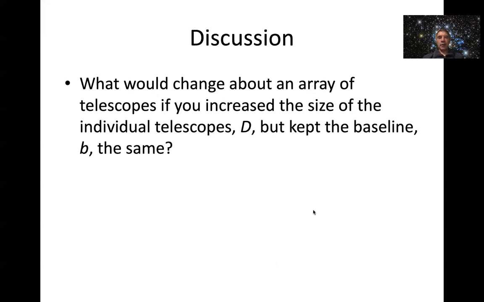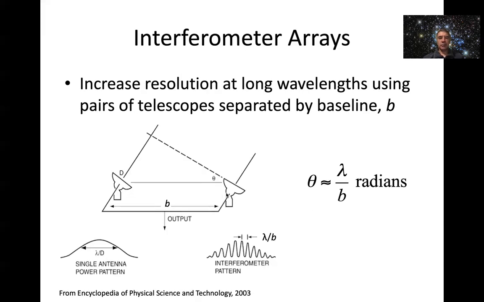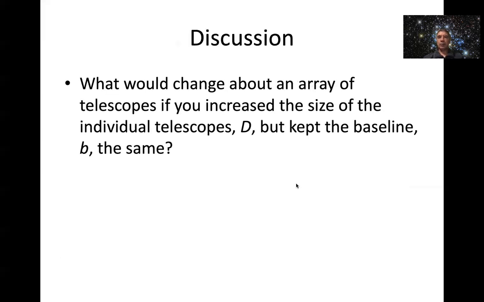Okay, so we're going to have a little break now, just a 5-minute break. Something to think about during the break: what characteristic of an array of telescopes is going to change if you kept the baseline the same, but increased the size of the individual telescopes? Going back to our little schematic here, imagine keeping B the same, but increasing the size of the individual telescopes, D. What characteristic of your array of telescopes would that change? Have a think about that. We'll come back after the break.